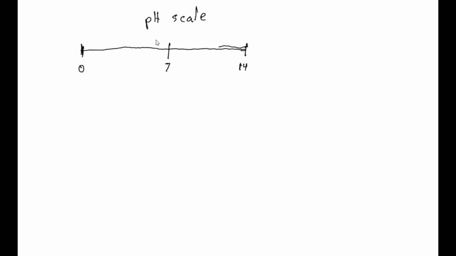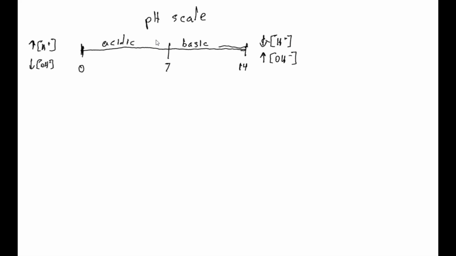And the idea is that one end of the scale represents acidic aqueous solutions, and one end of the scale represents what we're going to call basic aqueous solutions. Now, an acidic aqueous solution is one where the hydrogen ion concentration is high and the hydroxide ion concentration is low. And a basic solution is exactly the opposite. A basic solution represents a situation where the hydrogen ion concentration is low and the hydroxide ion concentration is high.